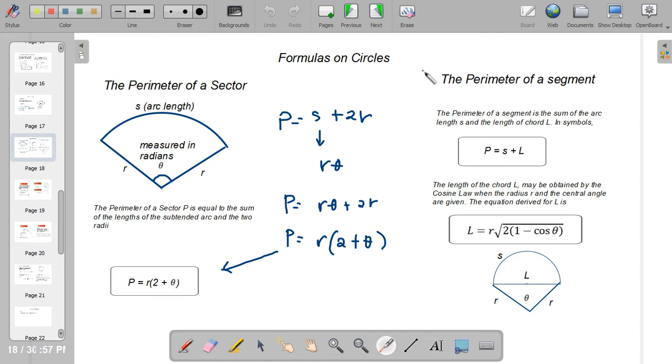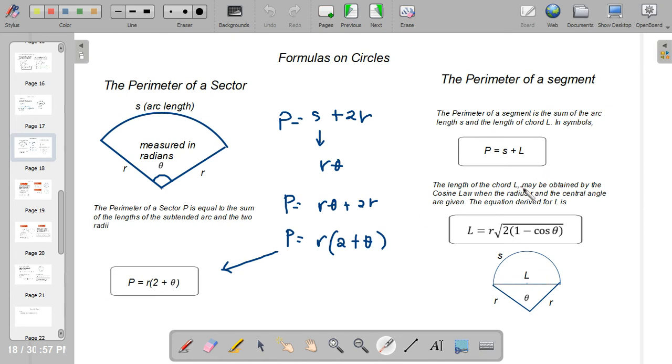Okay, now next we have the perimeter of a segment. So here you can see this is the segment. Okay, here's the segment. Pero itong buong ito yung sector. Okay, now the perimeter of a segment is the sum of the arc length. So ito yung arc length and the length of the chord. Ito. So, ito lang naman yung segment natin dito eh. So, P is equal to S plus L.